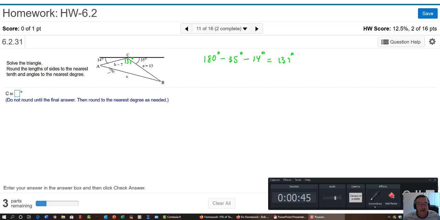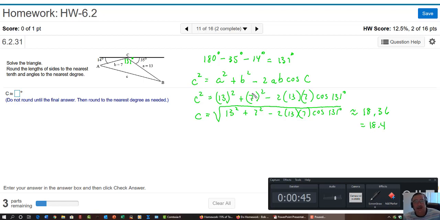So now we can find side C by using the formula C squared equals A squared plus B squared minus 2 times A times B times the cosine of C. So we've done an example similar to this. So I'll pause here, let y'all see if you can bring this home, and then we'll check it and move on to even more application problems.